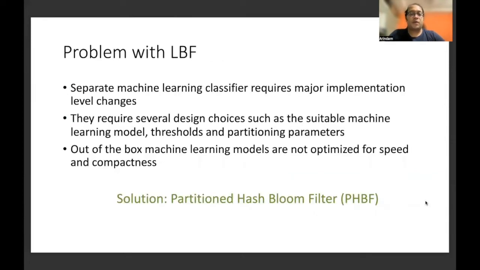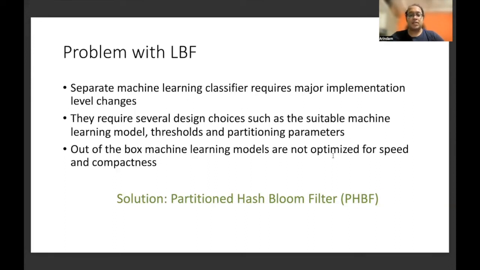So what are the major problems with LBF that we are trying to address? Well, a separate machine learning classifier requires major implementation level changes, and it is hard to replace existing Bloom filters with such models. Next, these machine learning algorithms require several design choices for which there are no theoretical guarantees. These choices need to be made empirically for different datasets. And finally, out-of-the-box machine learning models are not optimized for speed and compactness, and these two are the most desired properties of a Bloom filter.